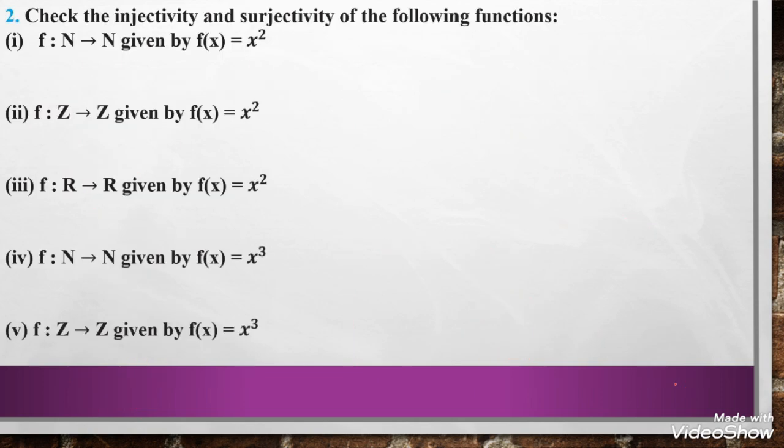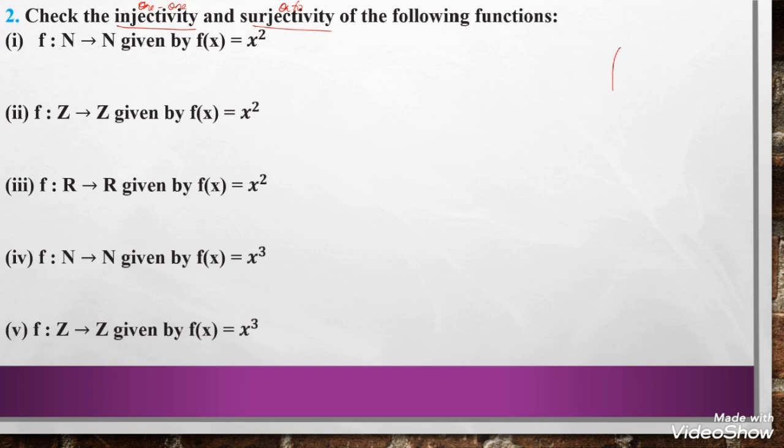Question number 2. Check the injectivity and surjectivity of the following functions. Here there are 5 functions. Based on these 5 functions, we have to check the injectivity and surjectivity. Injectivity means one-one function, and surjectivity means onto function. So for these functions, we have to check the one-one and onto conditions. Okay, I will plot an arrow diagram for this, then you will have a clear picture of the concept.